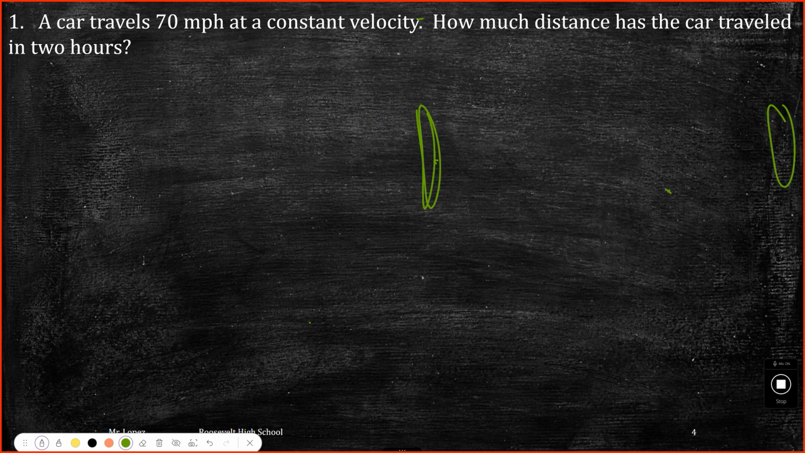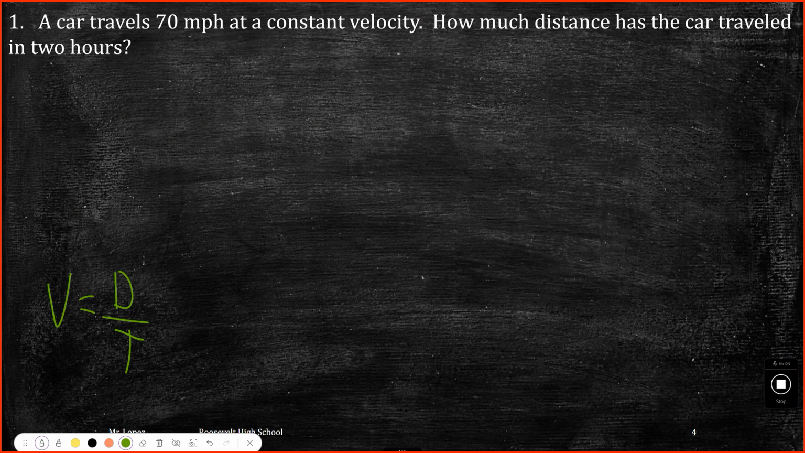All right, so now let's go back to elementary school, middle school. A car travels 70 miles per hour at a constant velocity. How much distance has the car traveled in 2 hours? Well, going back to just the formula for velocity, when a car travels 70 miles per hour, constant velocity. Velocity is what? Distance over what? Velocity is distance over time.